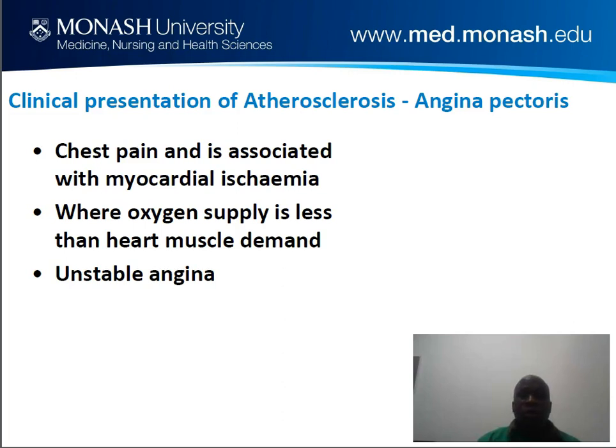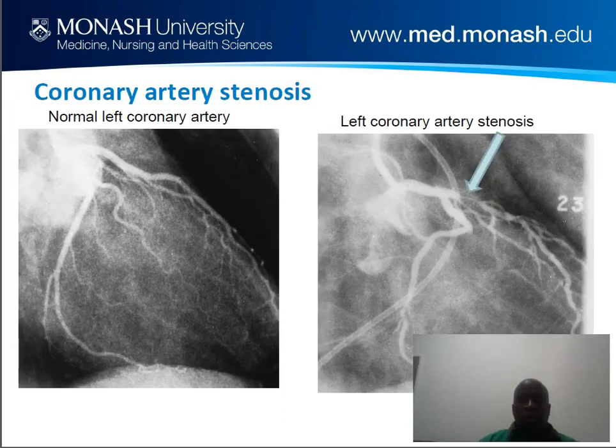Firstly, you have what is called chest pain, which is associated with myocardial ischemia. Chest pain is usually characterized by discomfort of the chest. This is where oxygen supply is less than heart muscle demand because of restricted oxygen supply to the heart. And also it's important to know that you get unstable angina as well.